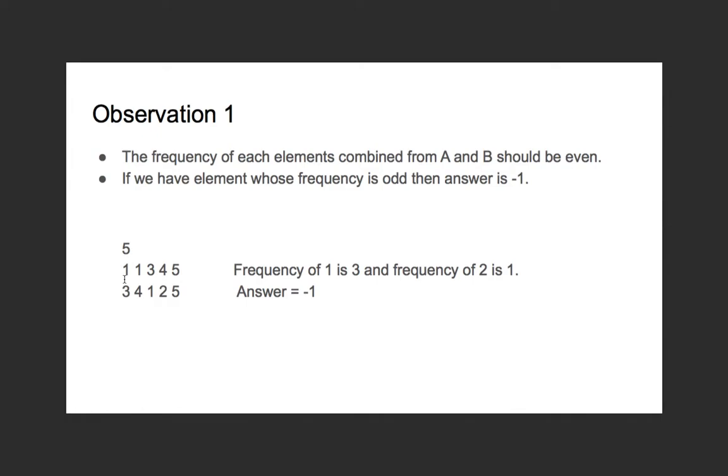Suppose we have arrays with five elements each: 1 1 3 4 5 and 3 4 1 2 5. So the frequency of 1 is 3, frequency of 3 is 2, frequency of 4 is 2, frequency of 5 is 2. Okay, so we can see the frequency of 1 is 3. So there is no way that we can distribute 1 equally in both the arrays, so the answer is -1.